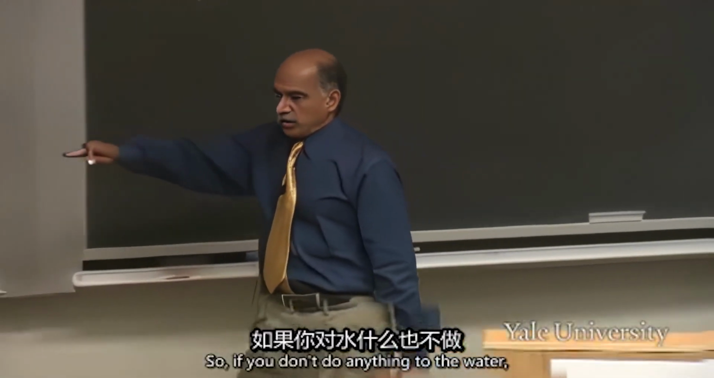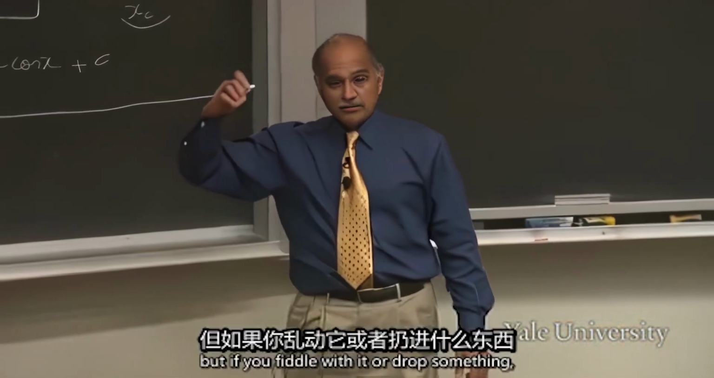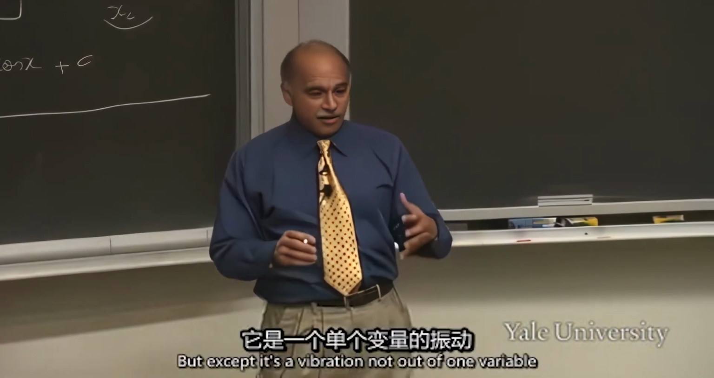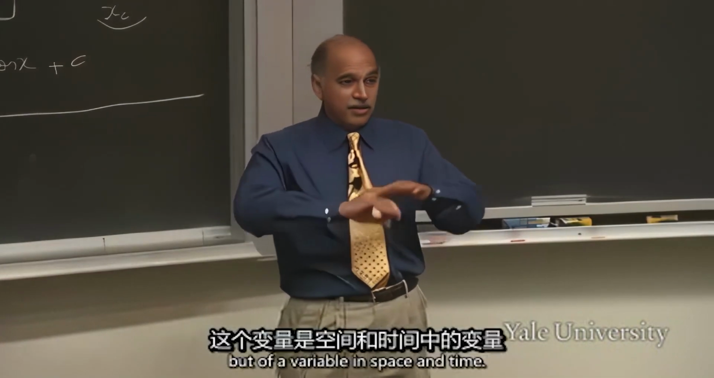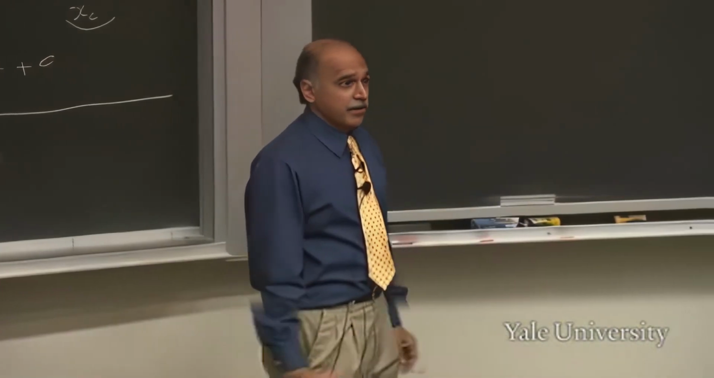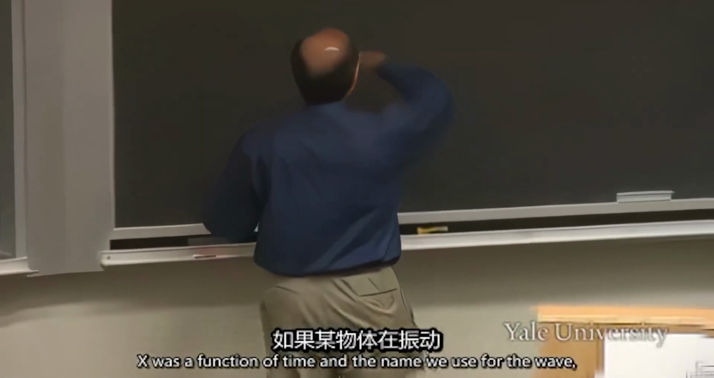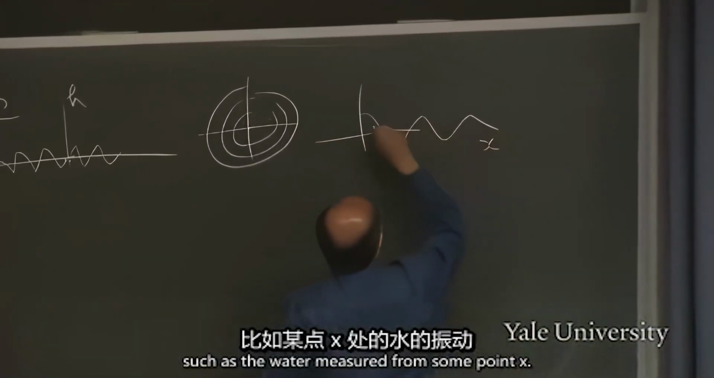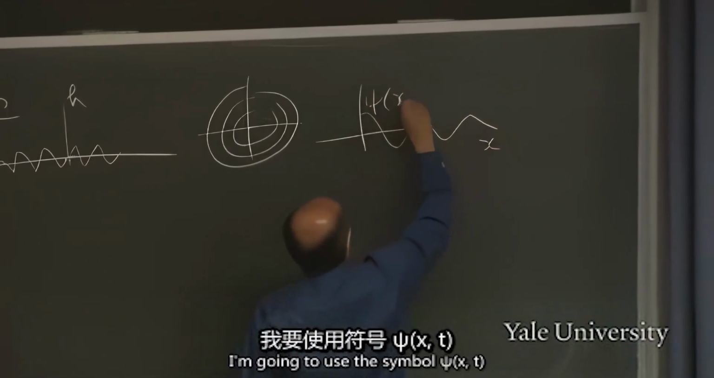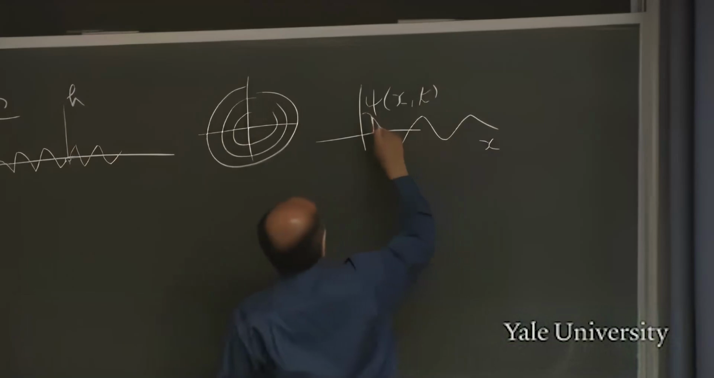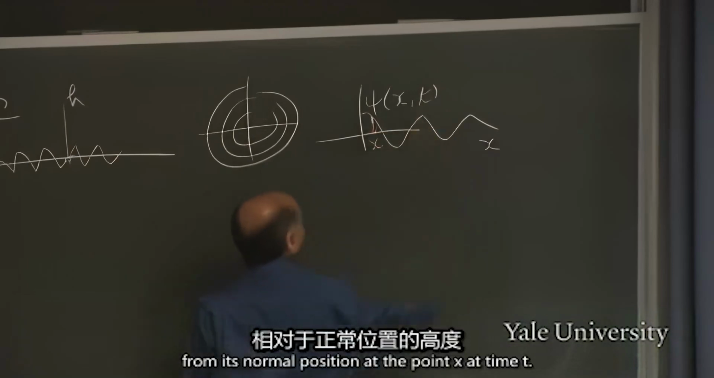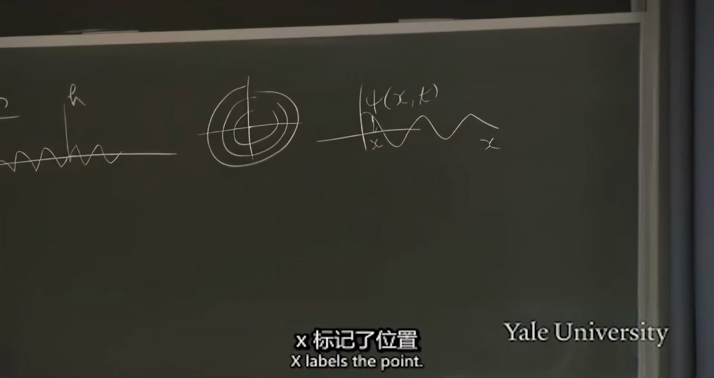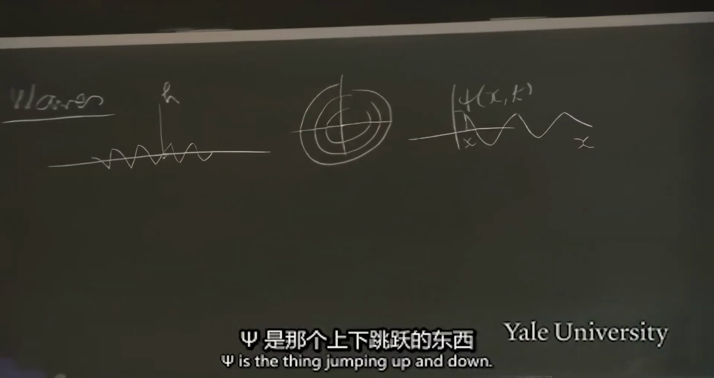So if you don't do anything to the water, it'll stay at that height. But if you fiddle with it, you drop something, you hit it with something, it'll start vibrating. But this is a vibration not of one variable, but of a variable in space and time. x was a function of time, and the name we use for the wave, if something is oscillating, such as the water measured from some point x, I'm going to use the symbol psi of x to denote the height of the water from its normal position at the point x at time t. So x is not a dynamical variable here. x labels the point. Psi is the dynamical variable. Psi is the thing jumping up and down.